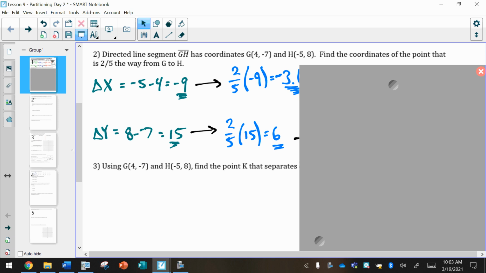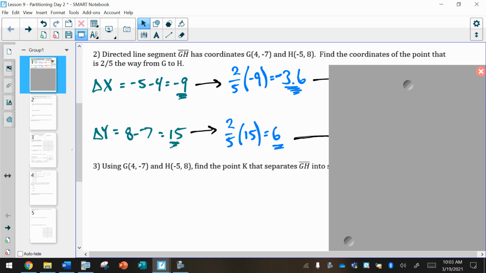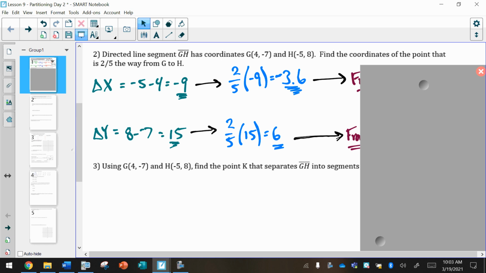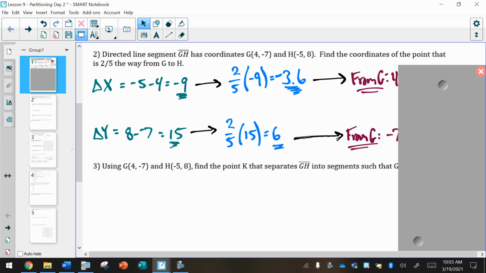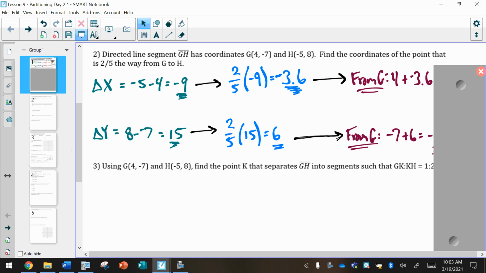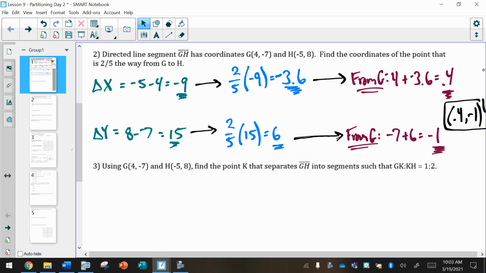So 2/5 of -9 means I would count -3.6 units in the x direction. That would be left. And then on a graph, I would count 6 units up because the y was positive. So I will go back to the fact that we are going from point G towards point H. So from point G, I add the -3.6 to the x coordinate, the 6 to the y coordinate, and then my results give me the partition point that we are looking for. So that point, 0.4, -1, is a point that is 2/5 of the way from G towards H.